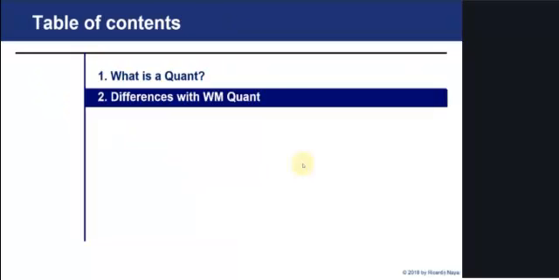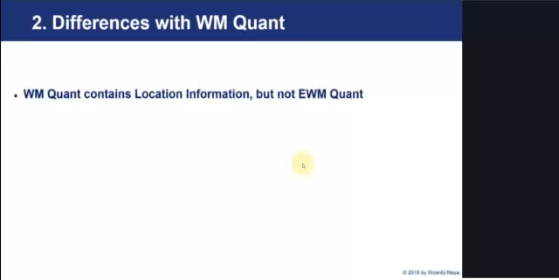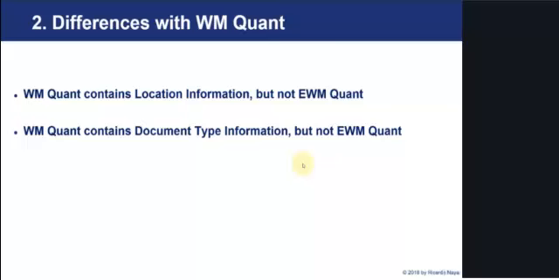Now we are going to see the main differences with the concept of quant in WM. In EWM, the quant is not going to contain location information, so it's not going to say where it is stored, and it's not going to contain the document type information. We cannot see them in the storage bin, but we could see them if we have access to check the tables, and they are stored in the table /SCWM/QUANT.